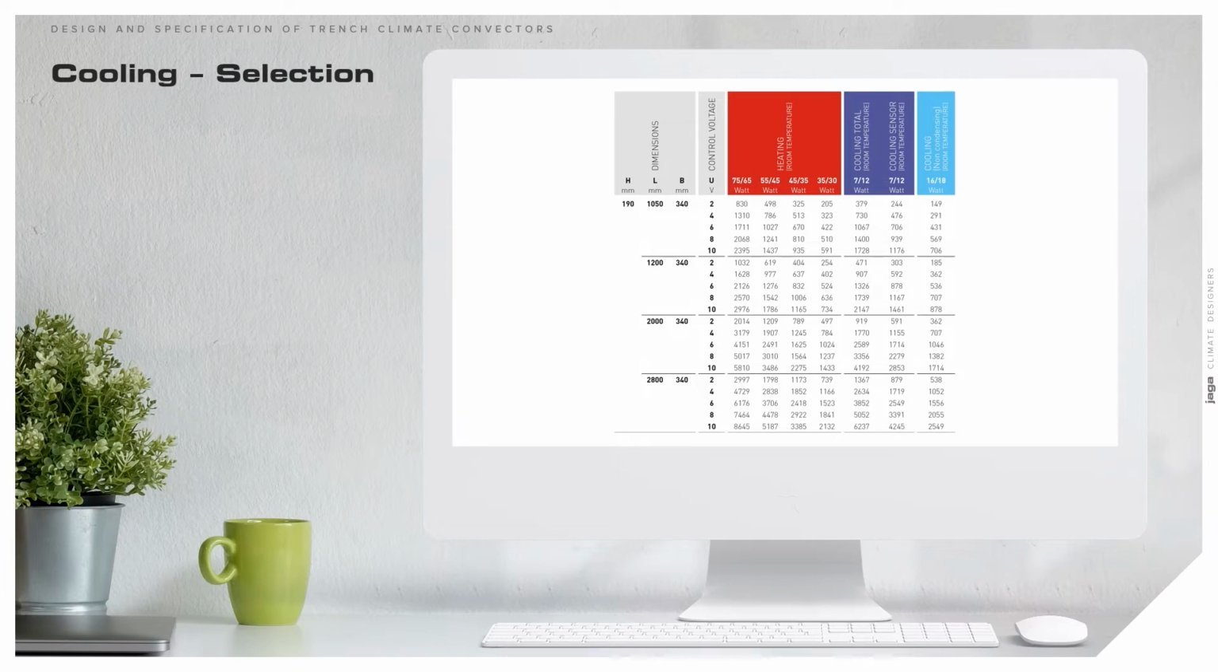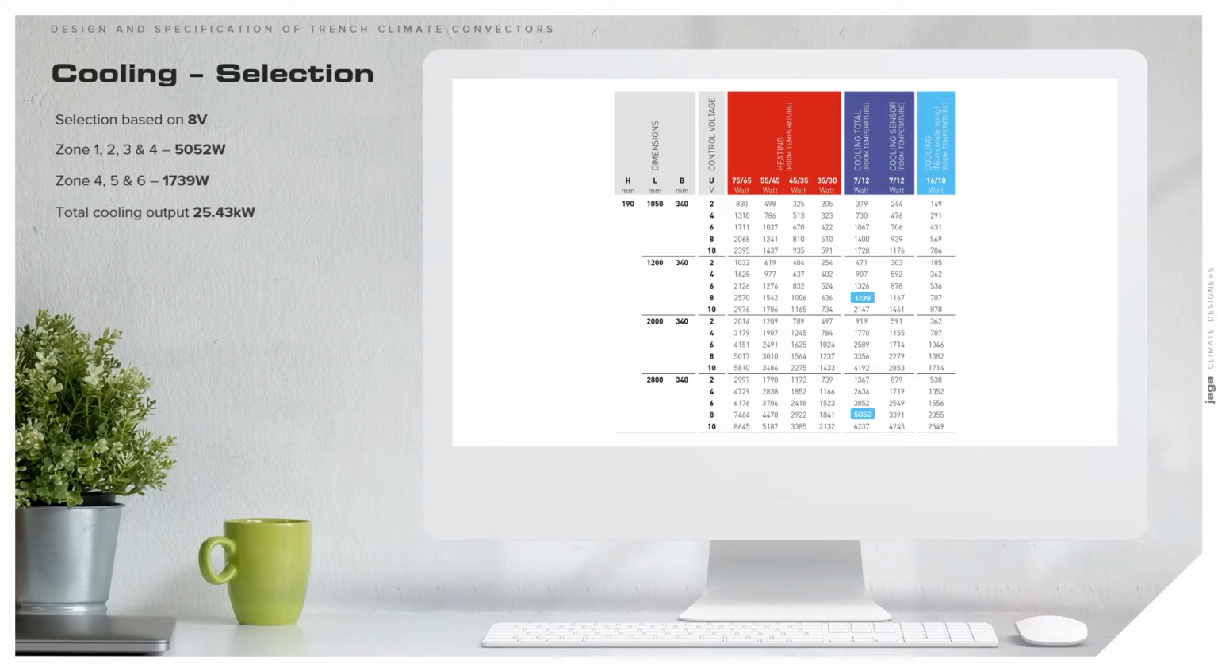From this, and basing the selection on 8 volts, we select the following. For zones 1, 2, 3 and 4, we can select the unit at 2,800 mm long, giving an output of 5,052 watts per unit. And for zones 4, 5 and 6, we can select the unit at 1,200 mm long, giving an output of 1,739 watts per unit. This will achieve a total cooling output for the entire space of 25.43 kilowatts.